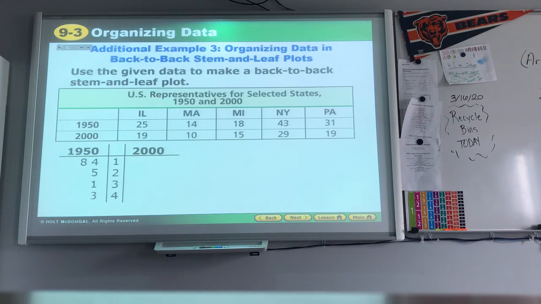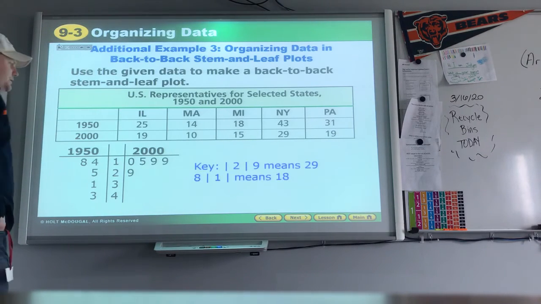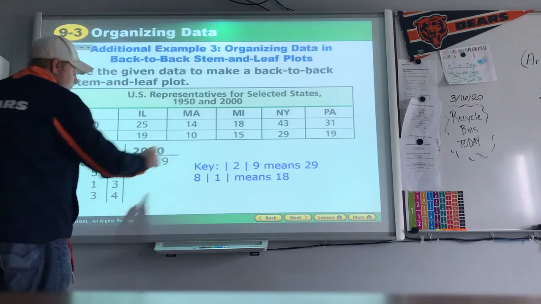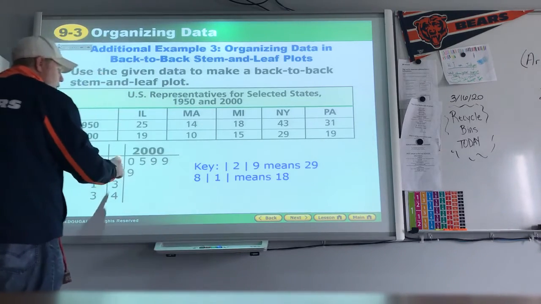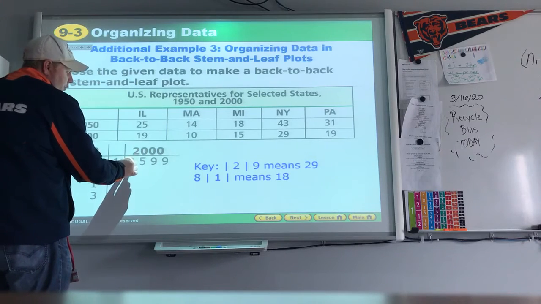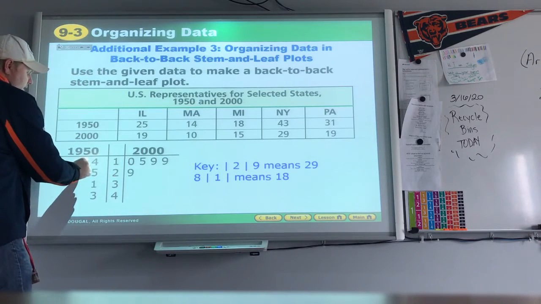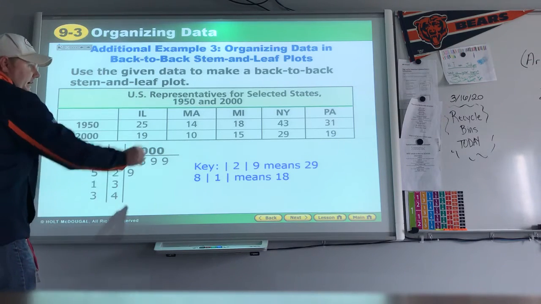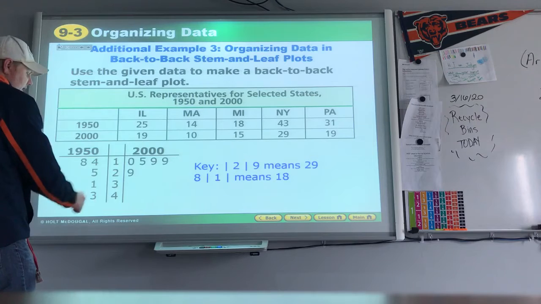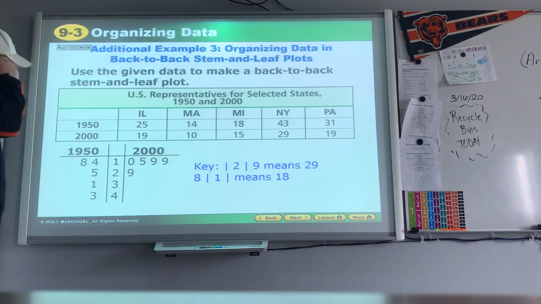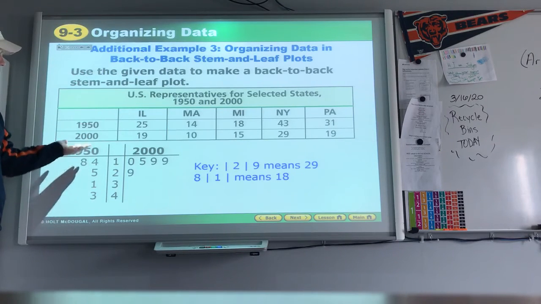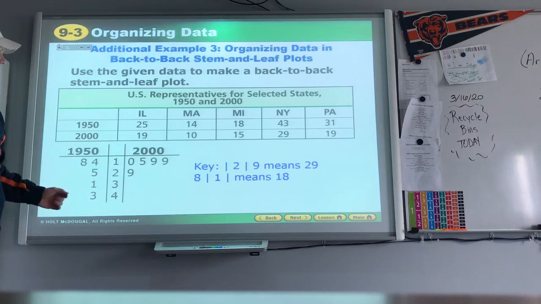Let's see if they did it like that. All right, so 1 and 9, there's 19. 1 and 0, 1 and 5, 1 and 19. And notice they go from least to biggest. 1 and 8, or 1 and 4, 1 and 8, they go from least to biggest. 2 and 9, we see it there. 2 and 5, 3 and 1, 4 and 3. That's a way to quickly see, oh, populations have gone up because now they have more electoral votes for many of the states.